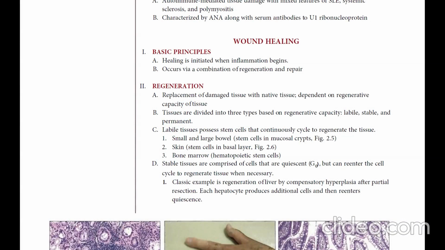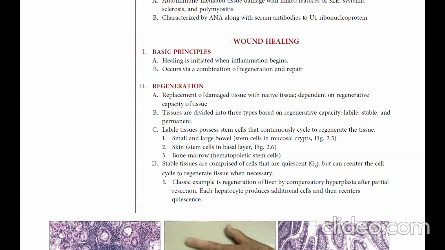The basic principles. Healing is initiated when inflammation begins and occurs via a combination of regeneration and repair. Regeneration is replacement of damaged tissue with native tissue, dependent on the regenerative capacity of the tissue. Tissues are divided into three types based on regenerative capacity: labile, stable, and permanent.